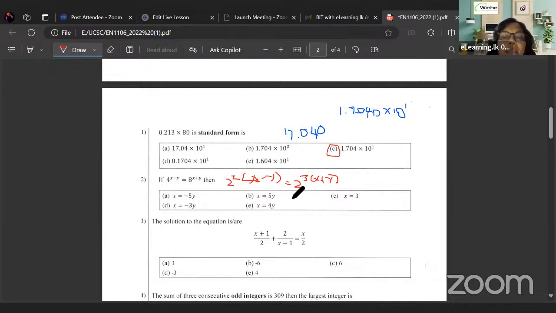If the bases are equal, we can take the indices as equal. Then 2 into 2x minus 2y equals 3x plus 3y.